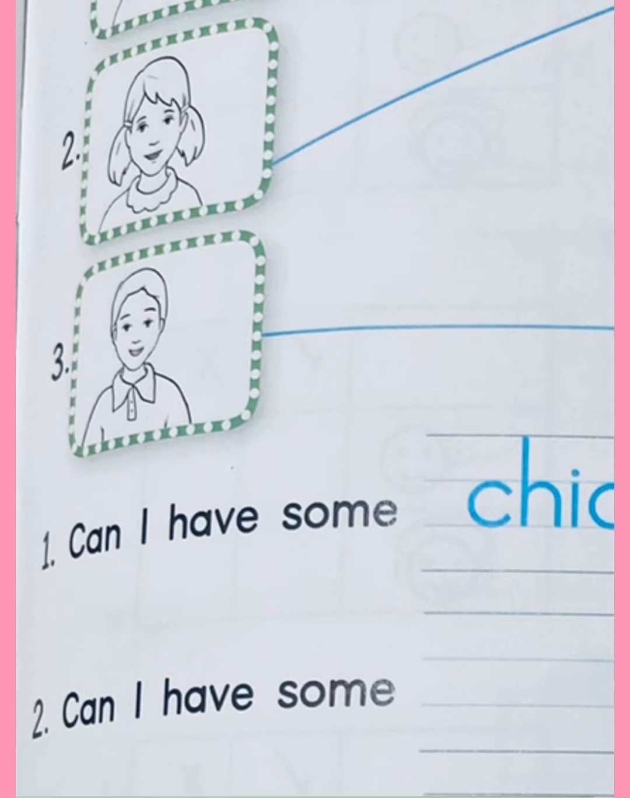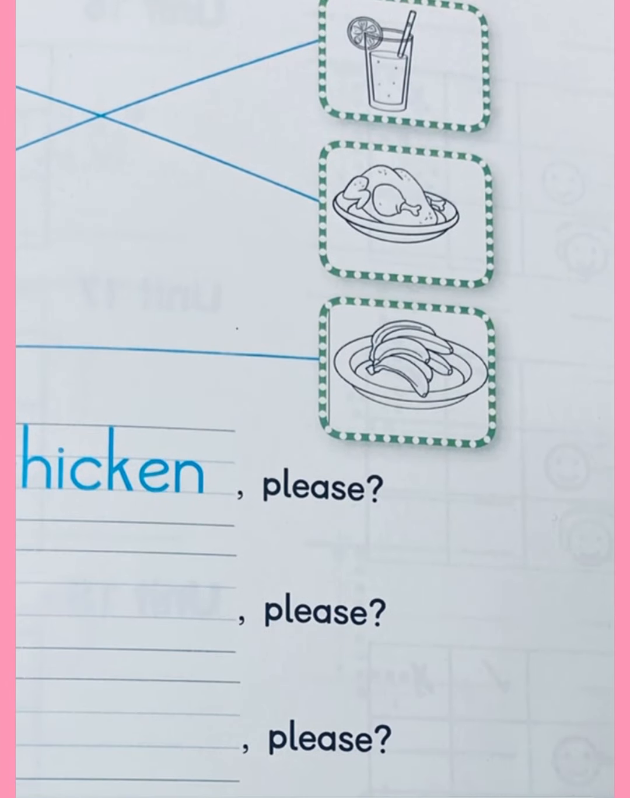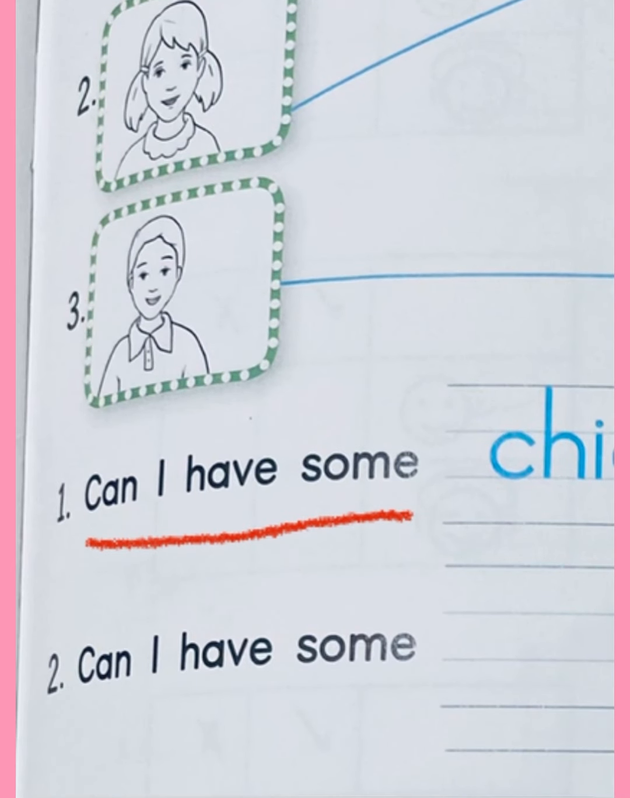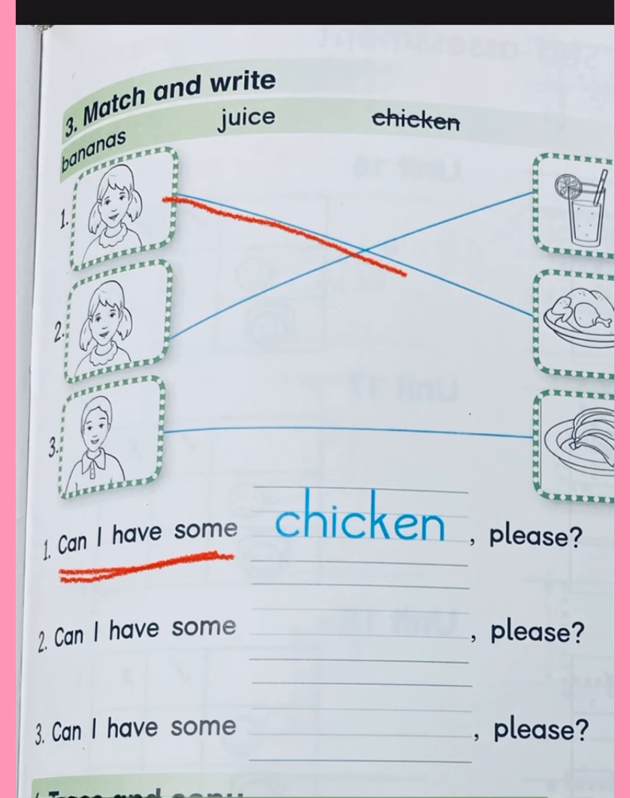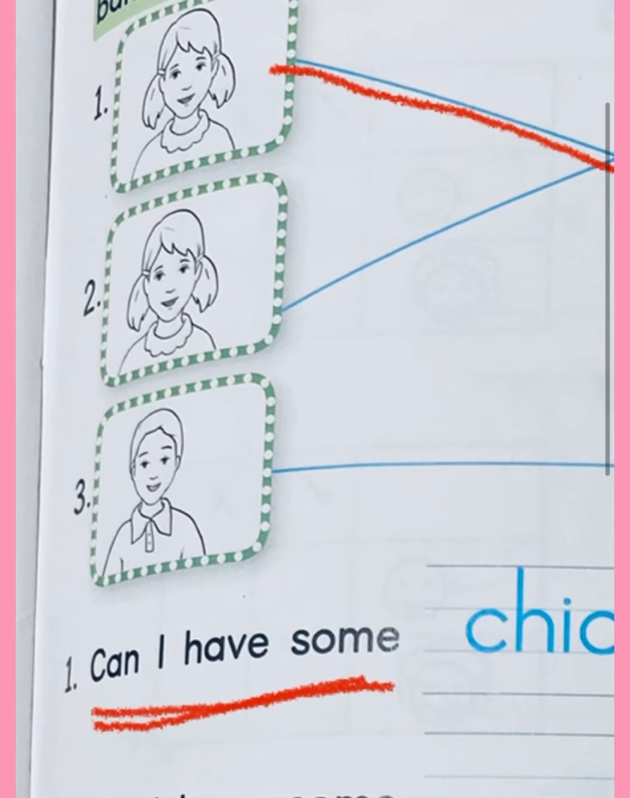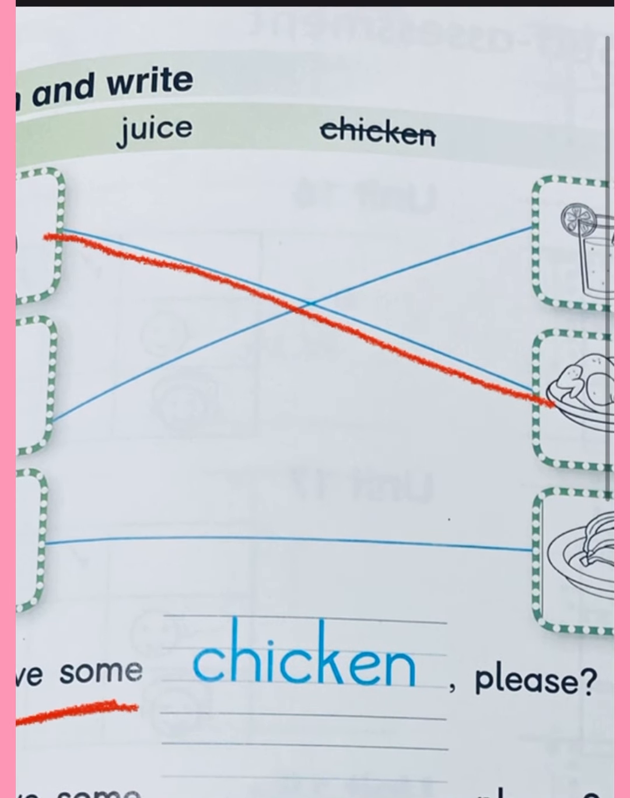Can I have some chicken, please? Okay. Number one, she says, can I have some chicken, please? Here's number one, with the chicken. Okay, number two, she says, look, where is number two? Number two, with the, what's this?